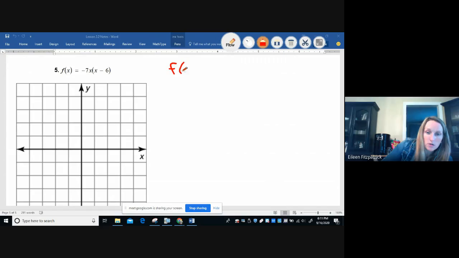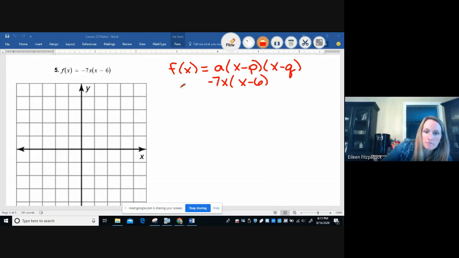All right, so first thing I'm going to do is write down the intercept form of a quadratic function. F of x equals a times the quantity x minus p times the quantity x minus q. And this function is negative 7x times the quantity x minus 6. That's the function that's given. So we're going to identify our a, p, and q values.